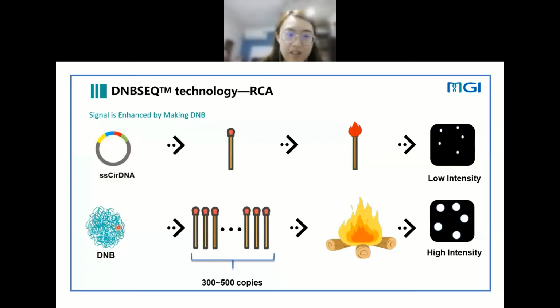If you have a DNB, because we amplified the original strand to between 300 to 500 copies, you can imagine we have about 300 to 500 matchsticks, and if you light up all of them together, the signal will be much brighter. So you can easily differentiate the actual signals from the background noise.